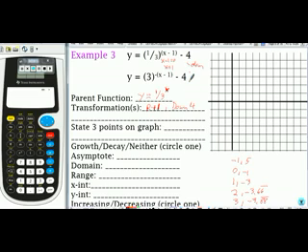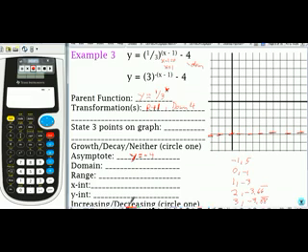When I went down 4, that's going to move my asymptote down from y equals 0 to y equals -4. So I can go ahead and draw that on my curve. 1, 2, 3, 4. All exponential curves should have an asymptote drawn, so we know what we're approaching. It's a defining feature.